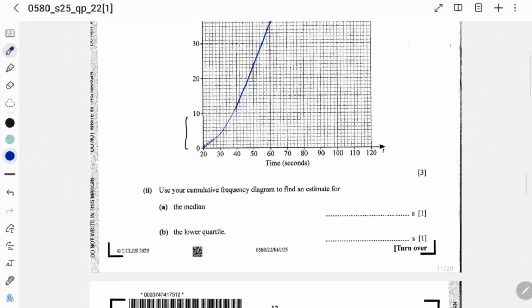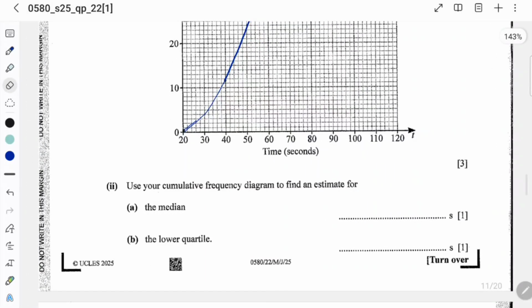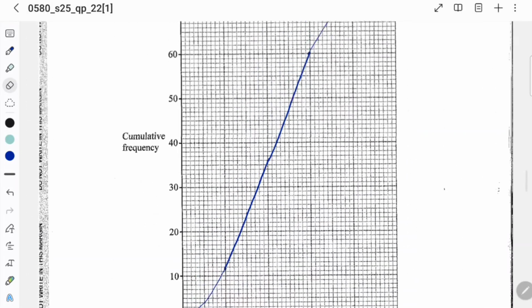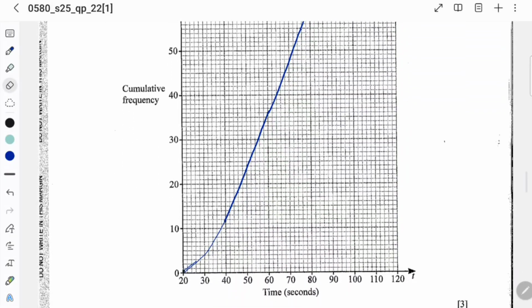Now the next part for this question is to use your cumulative frequency diagram to estimate the median. Your curve is ending at 80. You will have to check at 40 to get the median and find your answer.